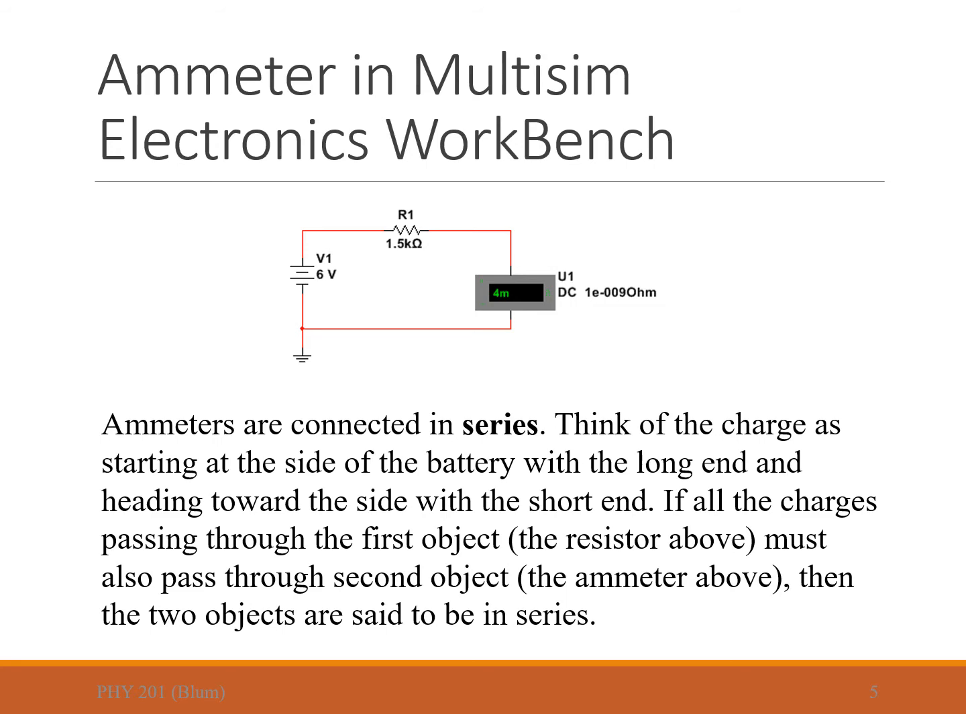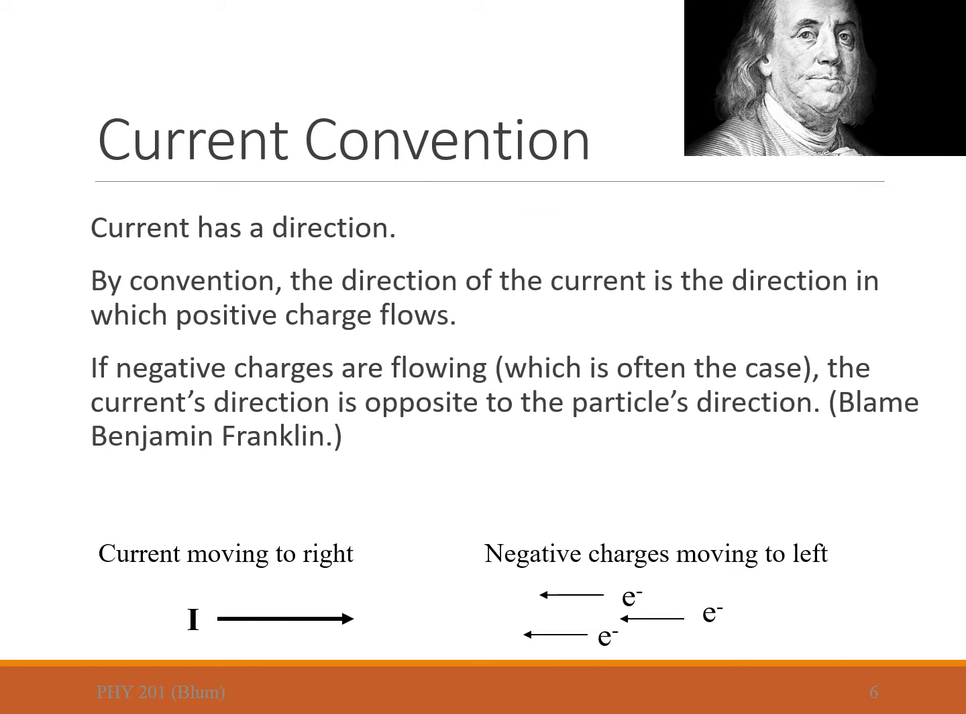They see the same current. So we talked about the current flowing from one side of the battery, the long end, toward the short end of the battery. In other words, current has a direction. By convention, the direction of the current is the direction in which the positive charges flow.